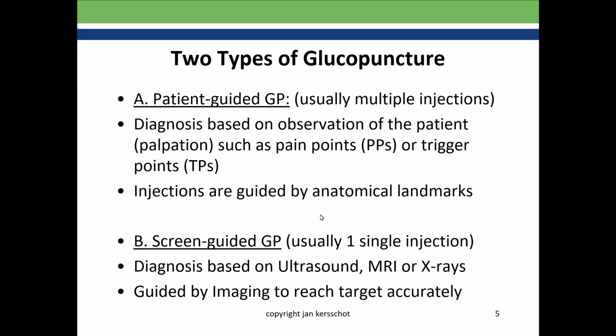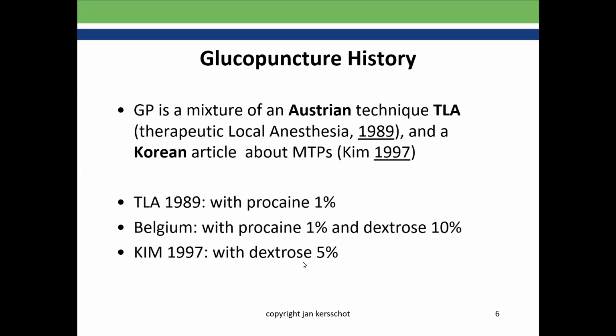There are 2 types of glucopuncture: A, the patient-guided, which we will discuss today, where we use our hands and the sides of the patient, guided by anatomical landmarks, and B, screen-guided glucopuncture. This is more popular in hospitals where you use mainly ultrasound to get your product exactly at the right spot, like, for example, perineural injections for carpal tunnel syndrome. If you want to go perineural, you need, of course, ultrasound.